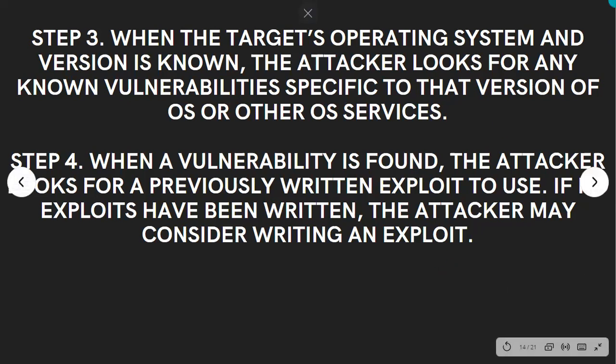Step four, when a vulnerability is found, the attacker looks for a previously written exploit to use. If we know that vulnerability or that weakness, the attacker will look for an application or a technique to exploit that vulnerability. If the attacker doesn't find one, or it's not available yet on the market, the attacker would consider writing an exploit.